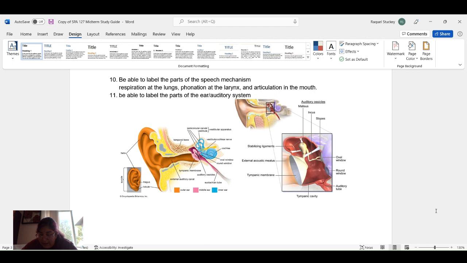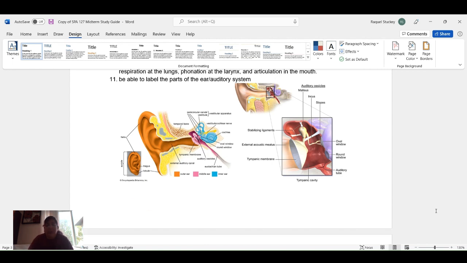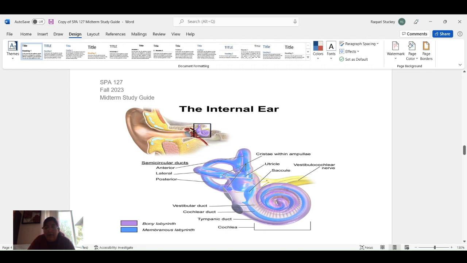We have the tympanic cavity. We have the lateral, posterior, and anterior semicircular ducts. We have cristae within the ampullae, which are the little crystals that come off the semicircular ducts. We have the saccule, which is the little sac right before the cochlea, the snail-like structure. And you have your cochlear duct, your tympanic duct, your vestibulocochlear nerve, and your utricle. Okay.